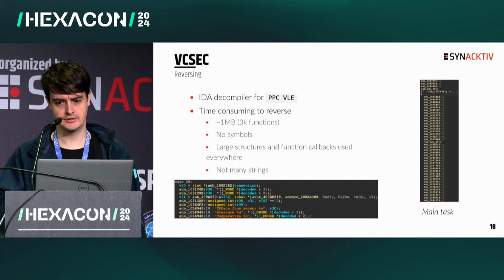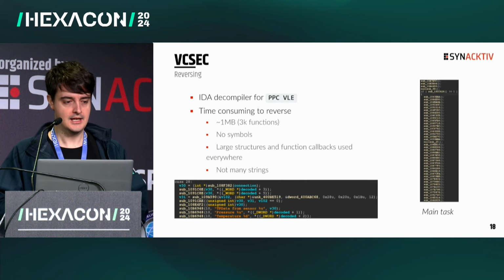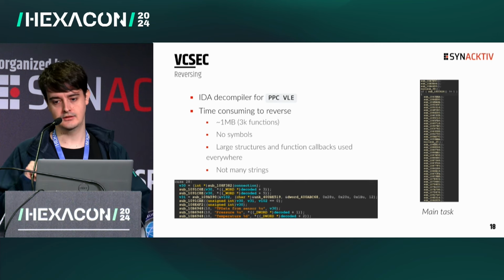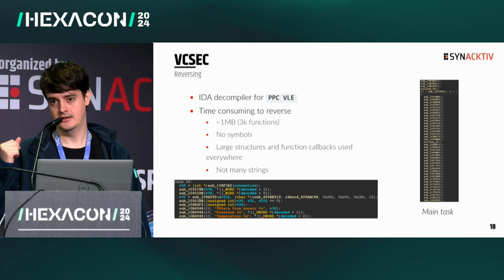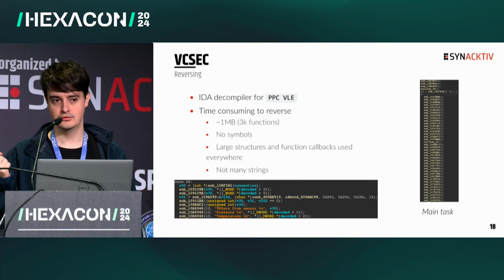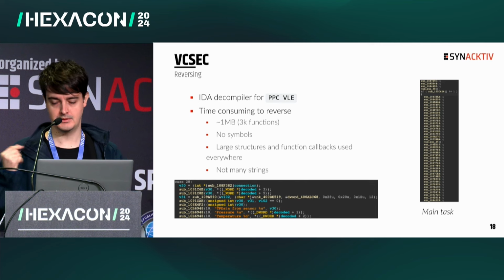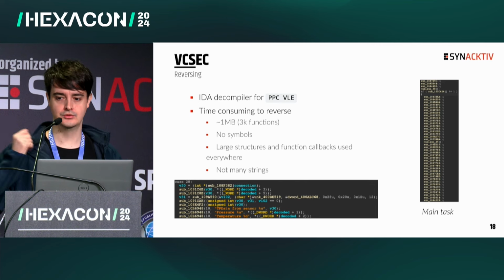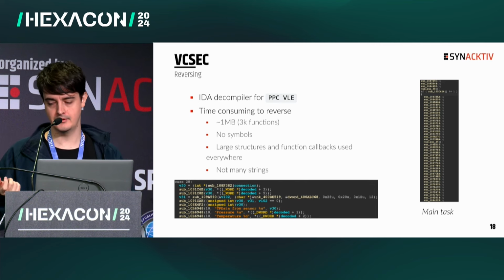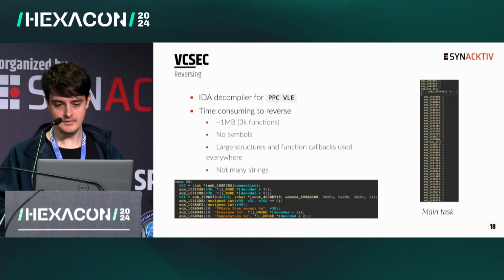It took a long time to reverse because there are many functions, there are no symbols, and a few strings, but not a lot. There are very large structures, and function callbacks are used everywhere. So if you want to track data, you need to do a lot of reversing and spend a lot of time, because there are queues under the message. There are a lot of state machines. So the firmware was a bit complex.